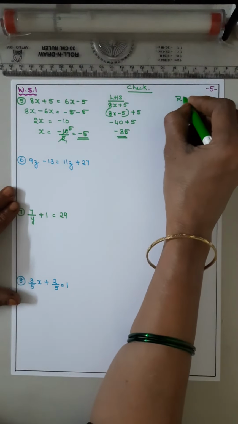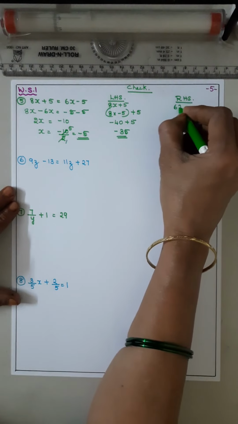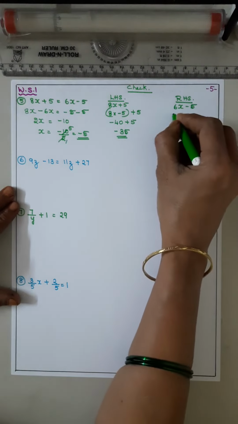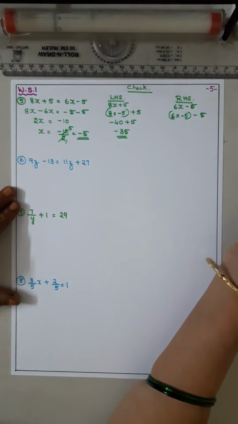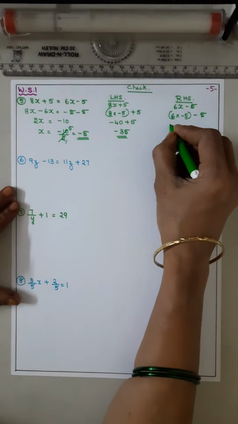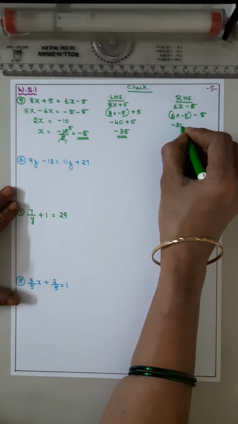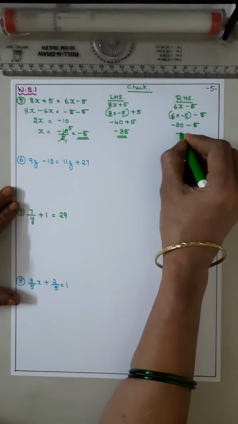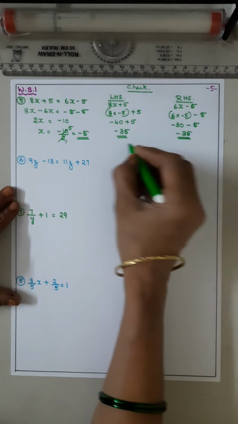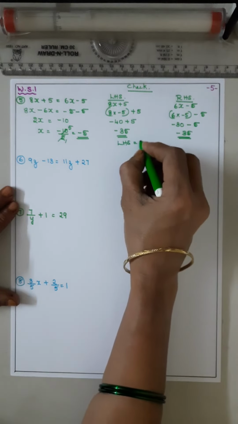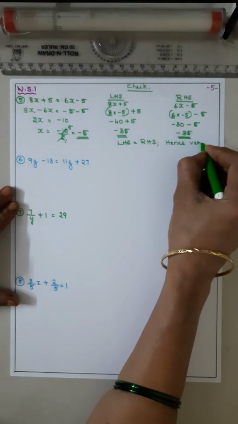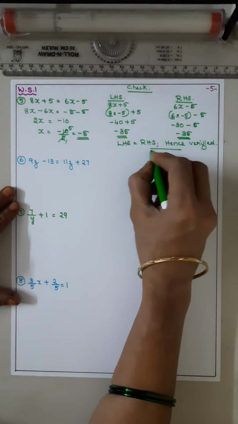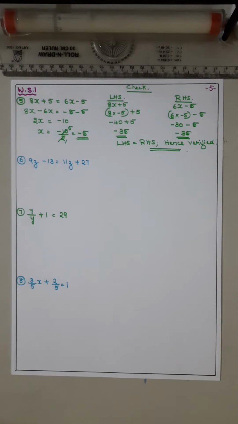Now coming to RHS. 6x minus 5. That is 6 into minus 5 minus 5. Within the bracket 6x. Okay, now 6 into minus 5 will be minus 30. Minus 5 will be minus 35. So LHS is equal to RHS. Hence, verified. Is it clear? Hope everyone understood.